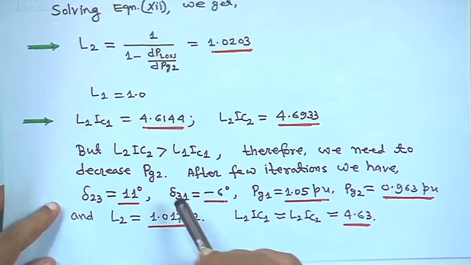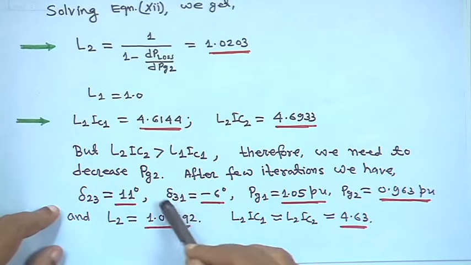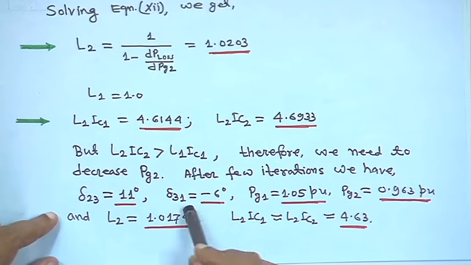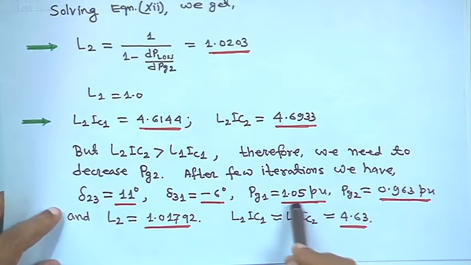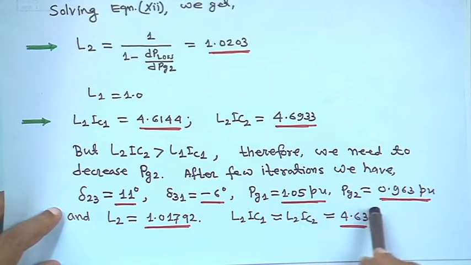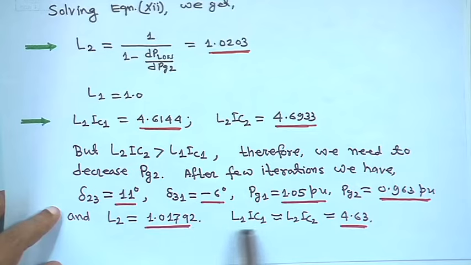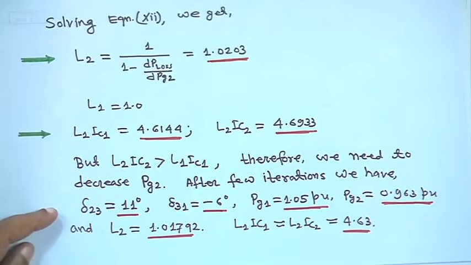So, this is an iterative process. In the classroom we cannot do that iteration, but after a few iterations the result will become delta 2 equal to 3.11 degree, delta 3 equal to minus 6 degree, and Pg1 will be 1.05 per unit, that is the slack bus power, and Pg2 will be 0.963 per unit, and L2 will become 1.01792. At that time L1 IC1 is approximately equal to L2 IC2, which will become 4.63. This is the step.